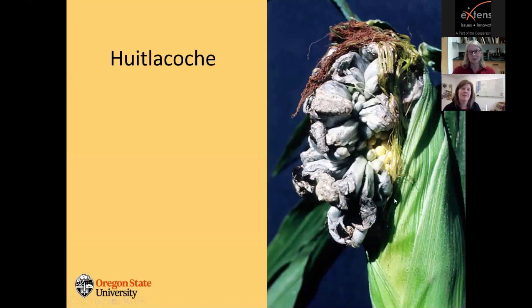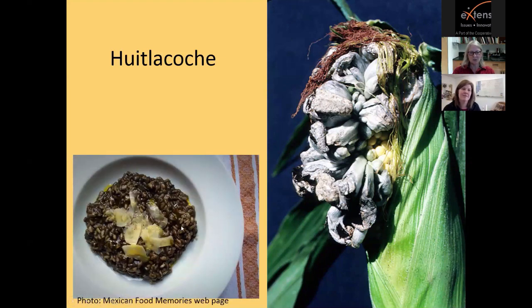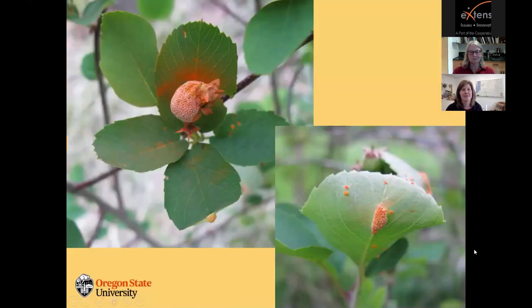And then huitlacoche, this is corn smut. This is considered a delicacy in certain parts of Mexico. Here's some huitlacoche risotto. It's an interesting combination. This is where the fungus infects the developing grains and causes this massive growth.